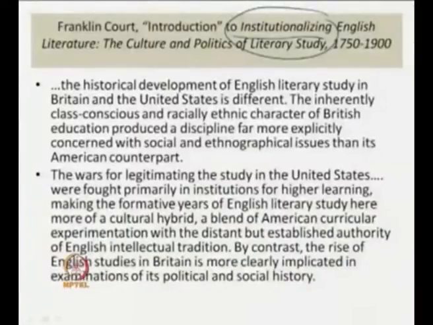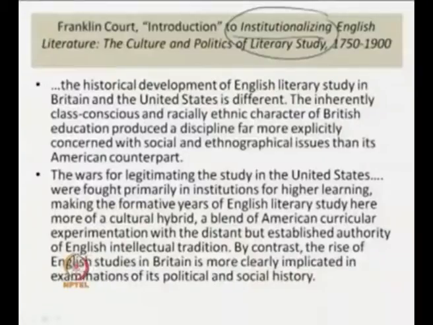The historical development of English literary study in Britain and the United States is different. Now, we talked through Gauri Viswanathan's Masks of Conquest about how English literature study was institutionalized in India. Court refers to the difference in motivation, you could say, as far as English literary study is concerned, the difference between that in England and in America. And let us read this.